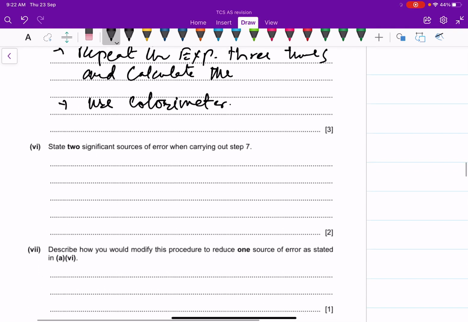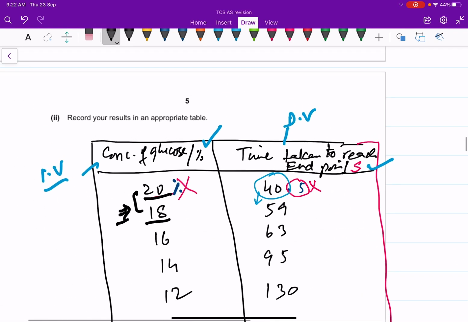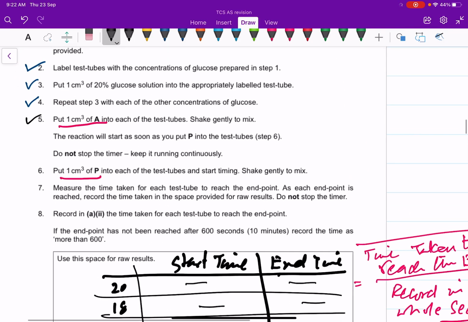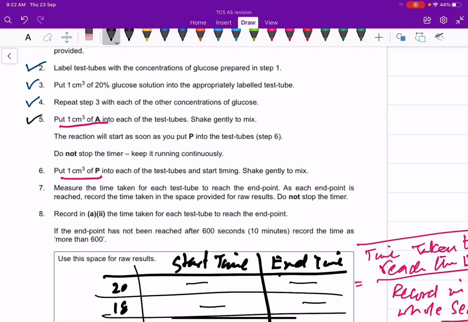State 2 significant sources of error when carrying out step 7. Step 7 was, here we can see this is step 7. Measure the time taken for each test tube to reach the end point. Okay, so there are 2 things. One is the time taken being recorded to reach the end point, and the end point is the color change.